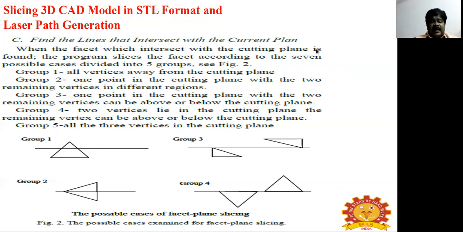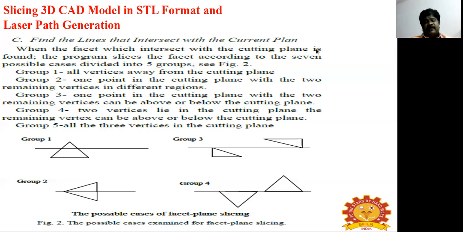So if we take the representation methods, we describe the CAD geometry, it will vary. The STL file consists of an unordered list of triangular facets. That is most important. These triangular facets represent the outer skin of an object. Then the size of the ASCII STL file is also important. The other is the binary format. The ASCII size will be larger compared with the binary format, but it is human readable. These are the possible cases of facet plane slicing.